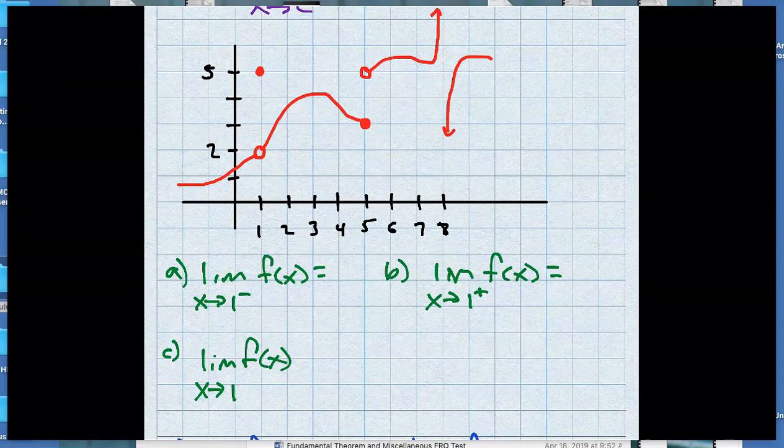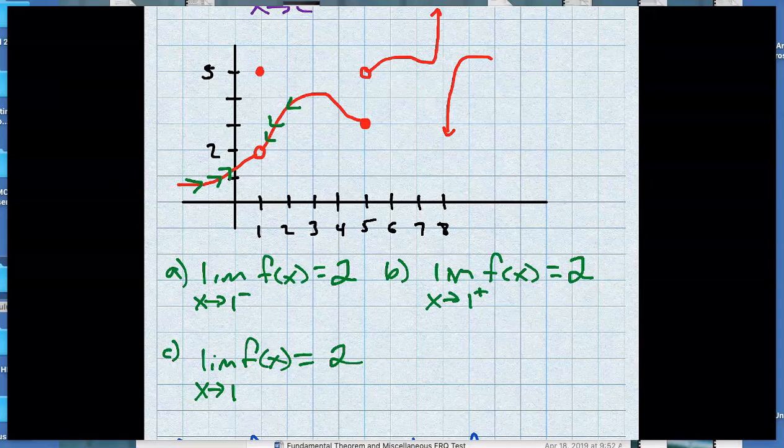And if we look at what's happening at 1, the limit as x goes towards 1 from the left side would be approaching this way. And it looks like that's getting closer and closer to 2. So I would say that that's 2. Now what happens as x goes towards 1 from the right side? It gets closer and closer, and I would say that's approaching 2 as well. So since the left side and the right side are equal, our overall limit is 2.